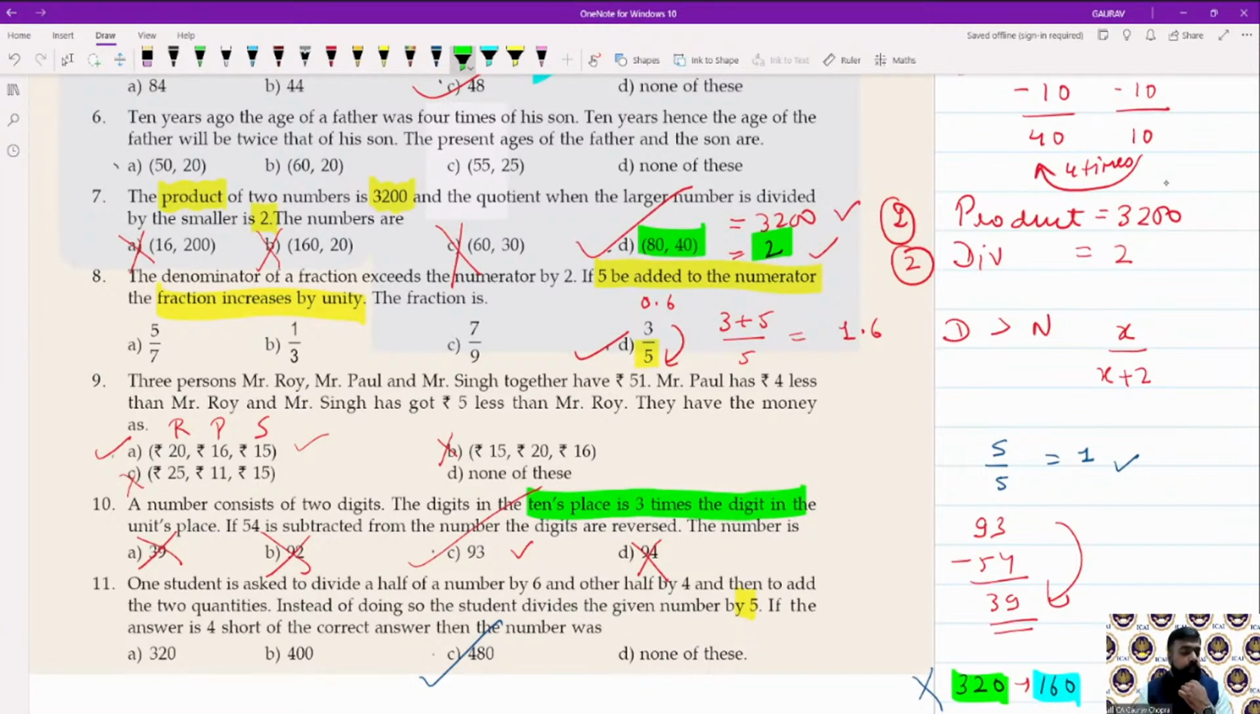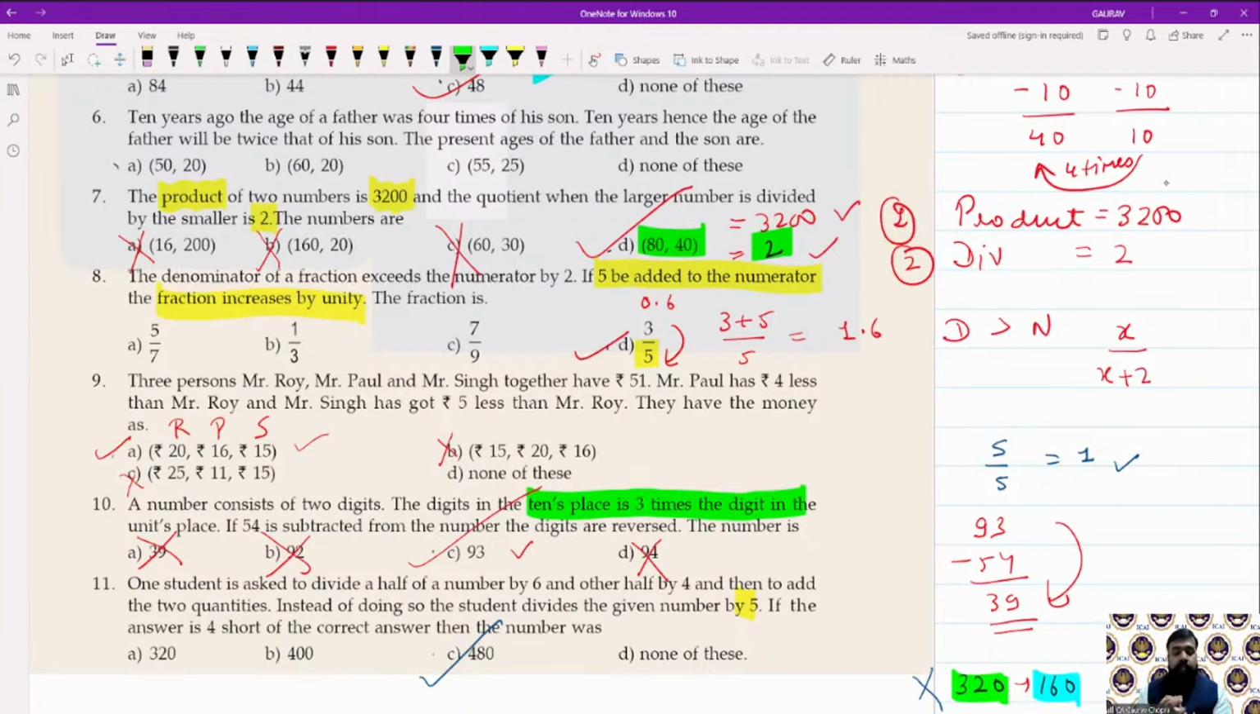Then Ansh Verma is asking about question number 8 to repeat. See, in question number 8, there is a simple condition that the denominator should exceed the numerator by 2. Denominator बड़ा होना चाहिए 2 से. If we check the first option, the denominator is greater. In options B, C and D, all the options are following the first condition. सारे option के अंदर first condition fulfill हो रही है.